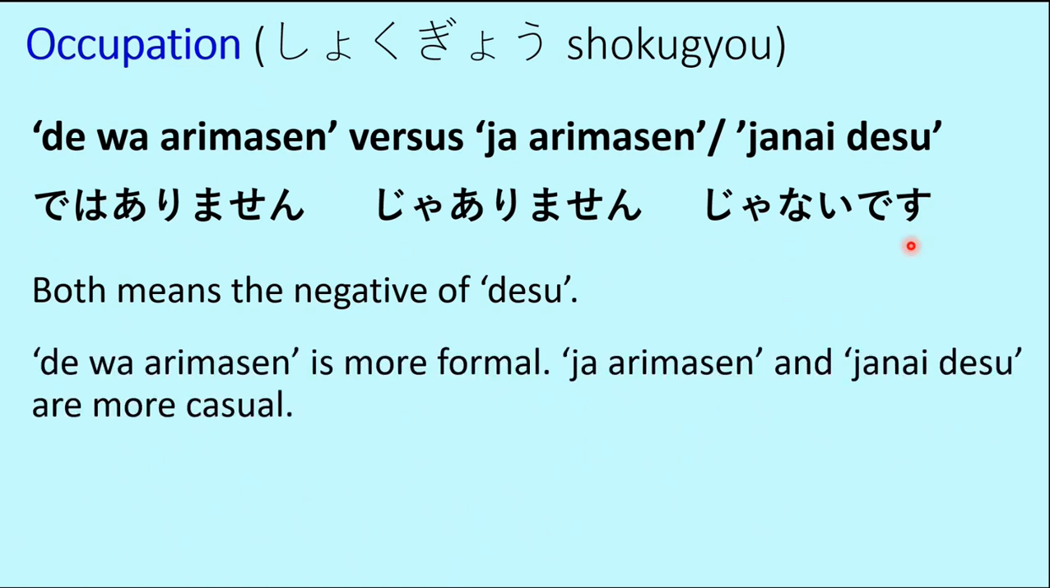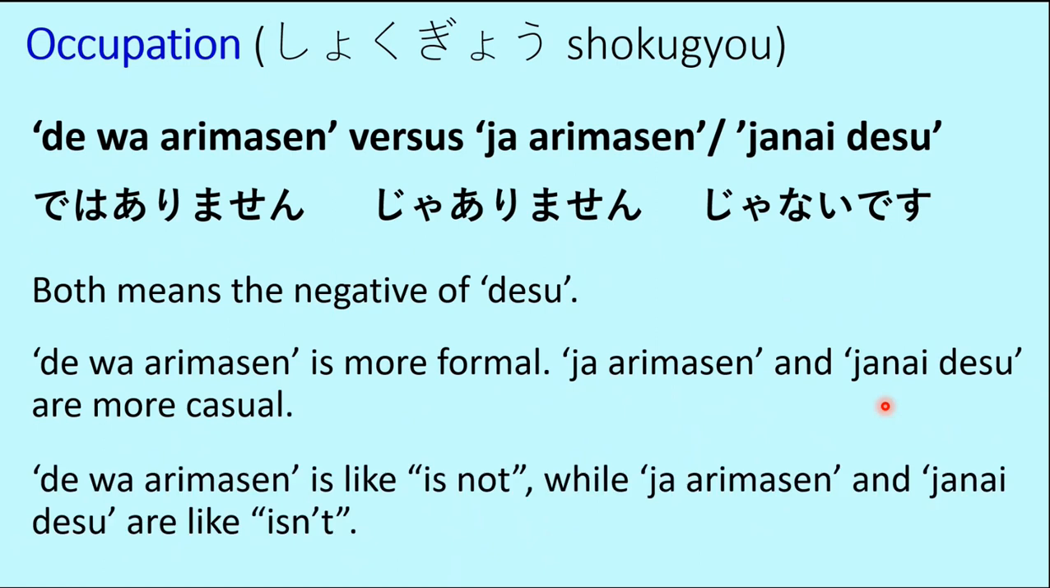Dewa arimasen is more formal, whereas ja arimasen and janai desu are used casually. So these are informal. When you are in a more formal conversation, you must use dewa arimasen, for example at the office, when talking to a stranger, at a store or in the market. And ja arimasen and janai desu may be used casually between friends or family members, generally who are younger than you. Dewa arimasen is like is not in English, while ja arimasen and janai desu are like isn't. So this is a casual approach of saying the same thing.